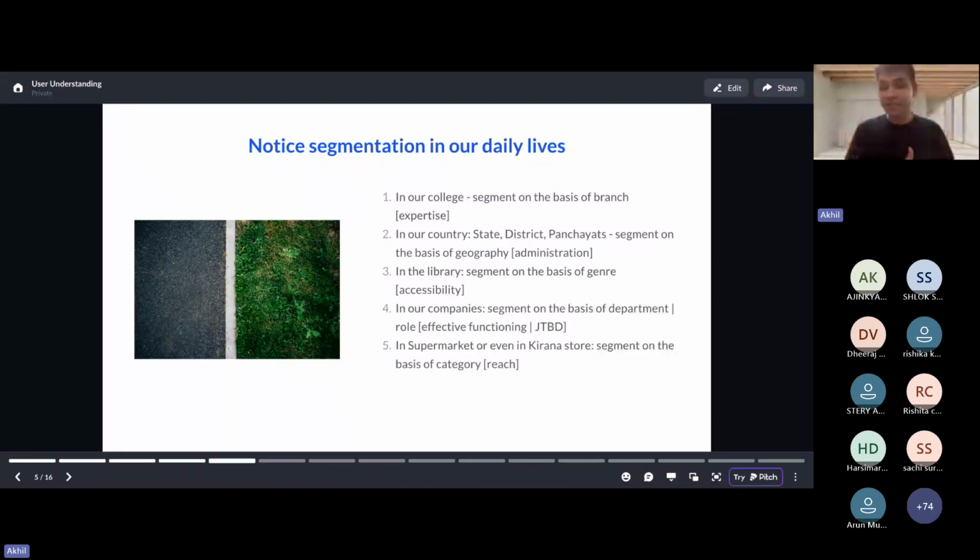So in the libraries, we see the segmentation. In the companies, there is segmentation on the basis of departments, like there's product management, marketing, operations, finance, different types of departments, so that the companies can function properly. Even in supermarkets, right? So this is something which is established. We see segmentation all across, right? And if we are doing the segmentation, the roles are very well defined, or we can also understand the requirements of that segment really well, and then try to cater to it, right?